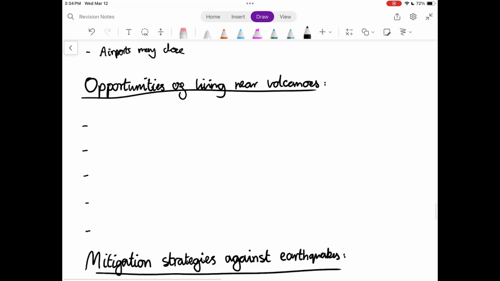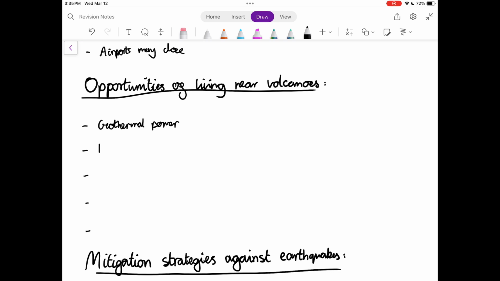So now we're going to be looking at the opportunities of living near volcanoes. So the first opportunity is geothermal power. And this is because within the vicinity of volcanoes, there are hot springs underground, which can be used for generating power in the form of geothermal power.